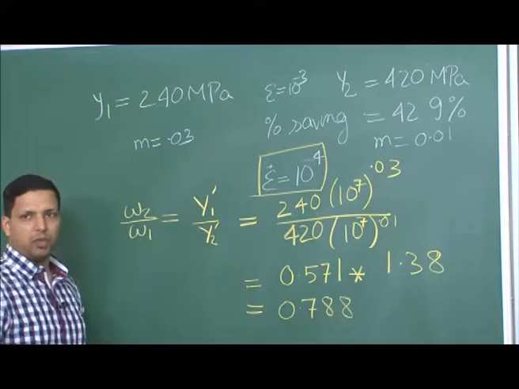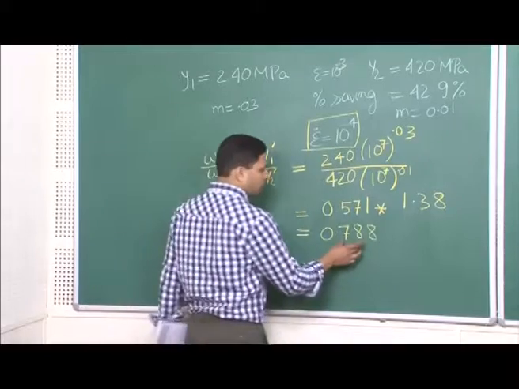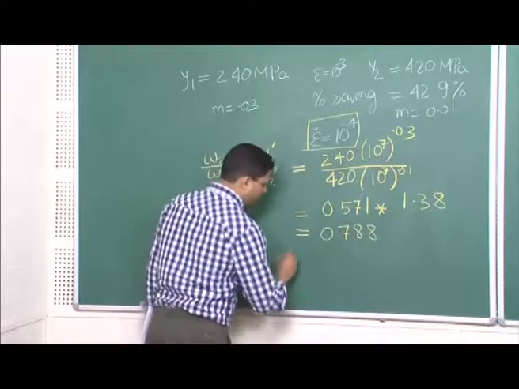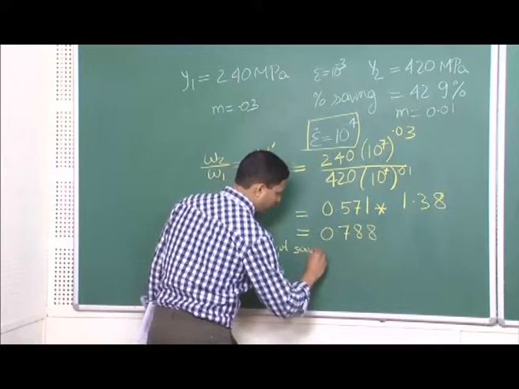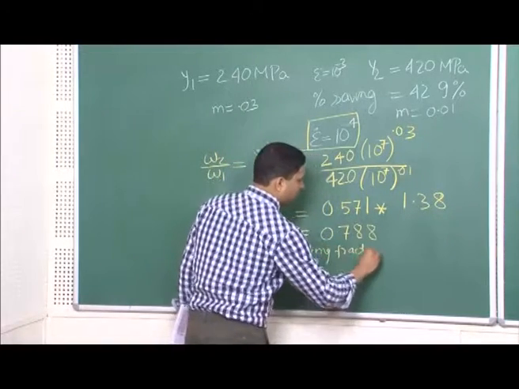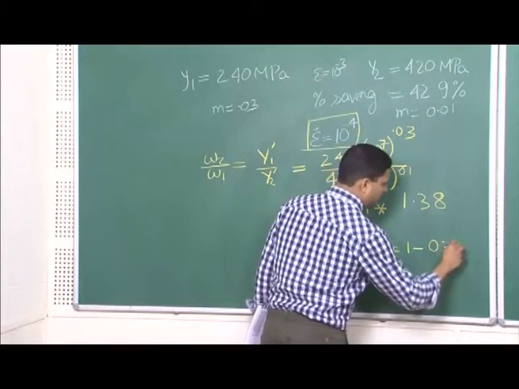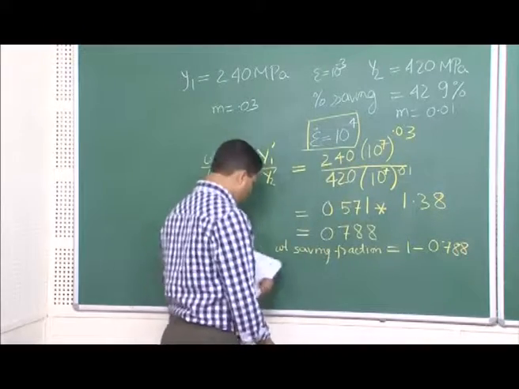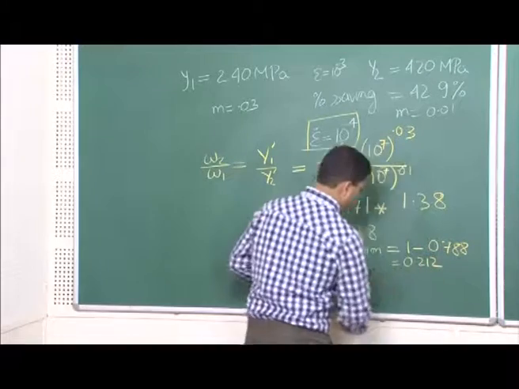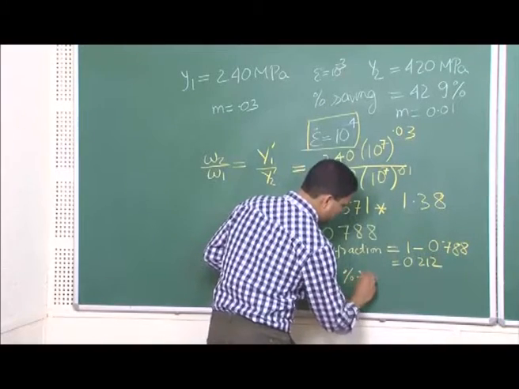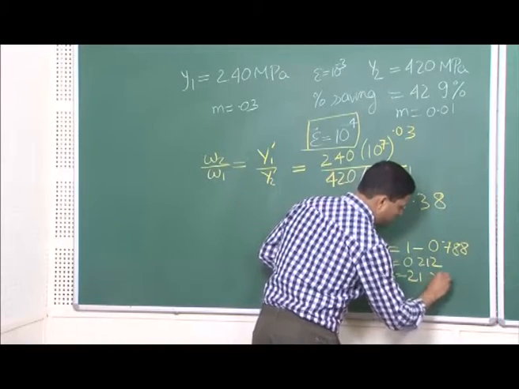If it were 1, it would mean that both of them require the same amount of material, the same thickness. Now, it has come closer to 1 than it was earlier, and therefore, the weight saving fraction is equal to 1 minus 0.788, which is 0.212. So, percentage wise saving is 21.2%.